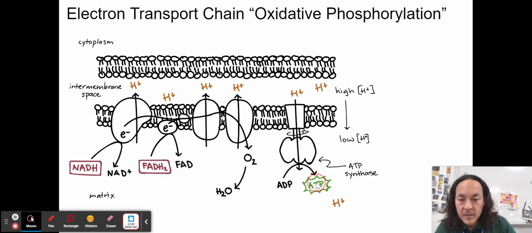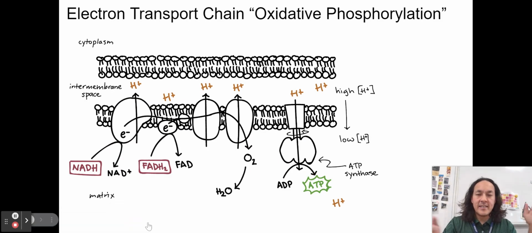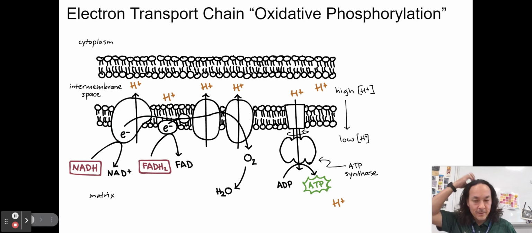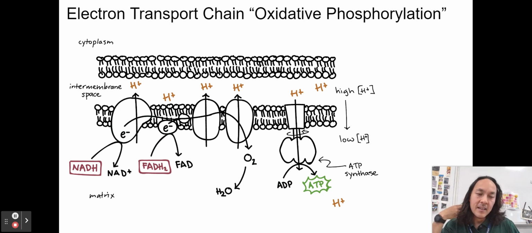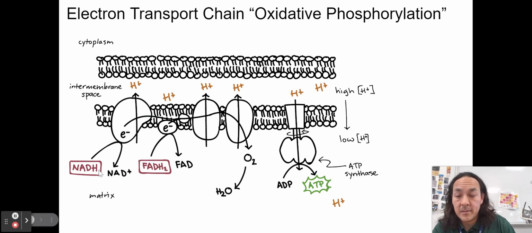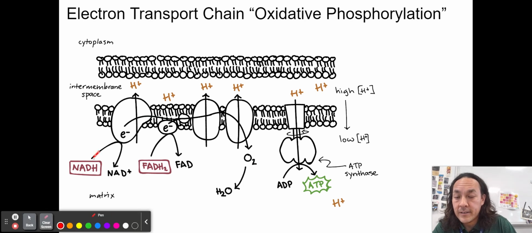All right. On to the ETC, the electron transport chain. This is awesome. Here at the electron transport chain, once you understand photosynthesis, it's pretty similar. In photosynthesis, the source of the electrons was water. Here, the source of the electrons is going to be NADH and FADH2. So NADH is going to drop off an electron. FADH2 is going to drop off 2 electrons. And they're going to go on this electron transport chain.